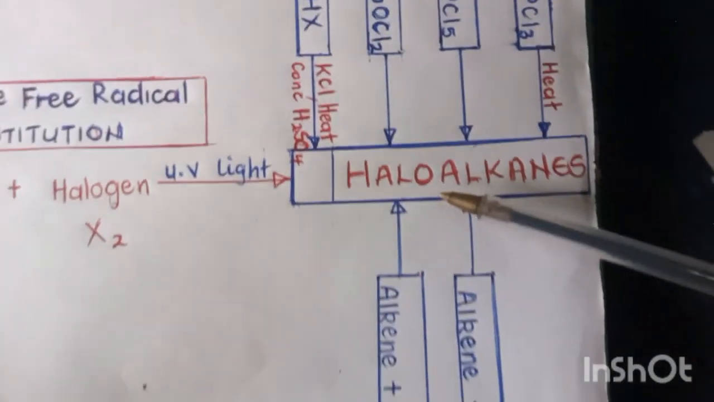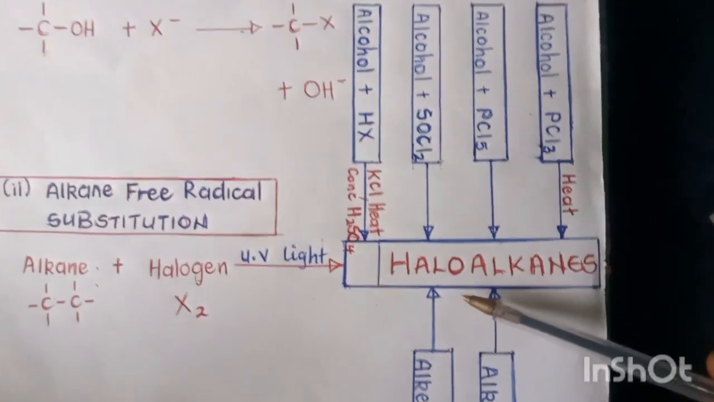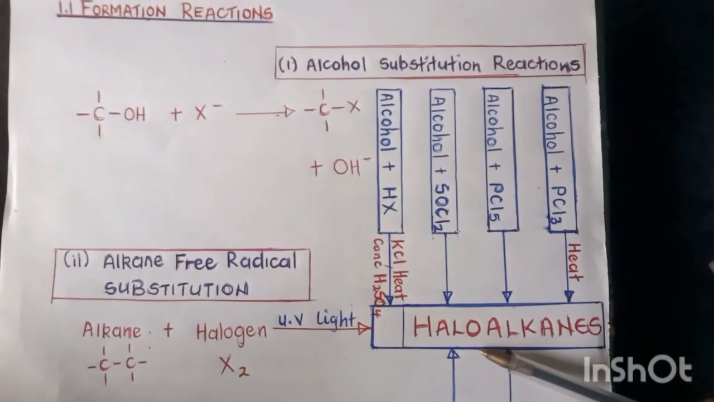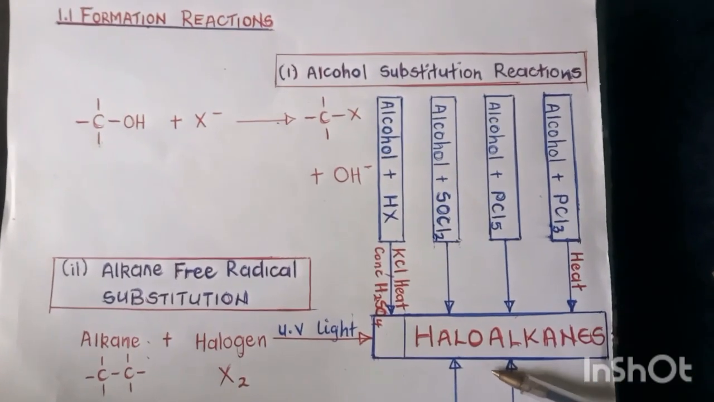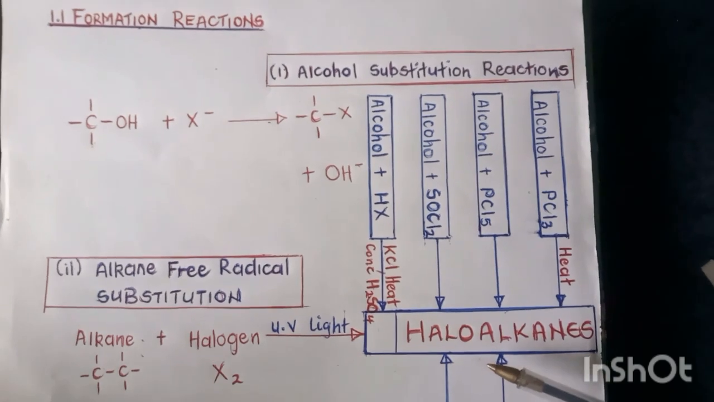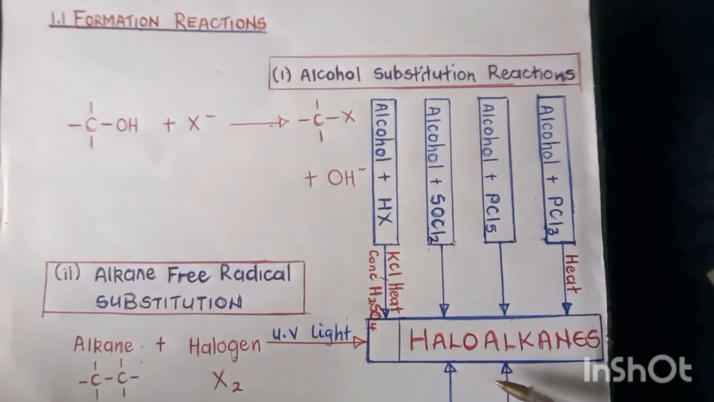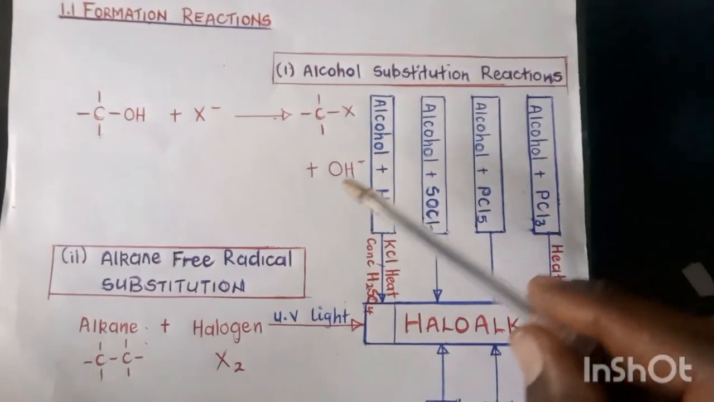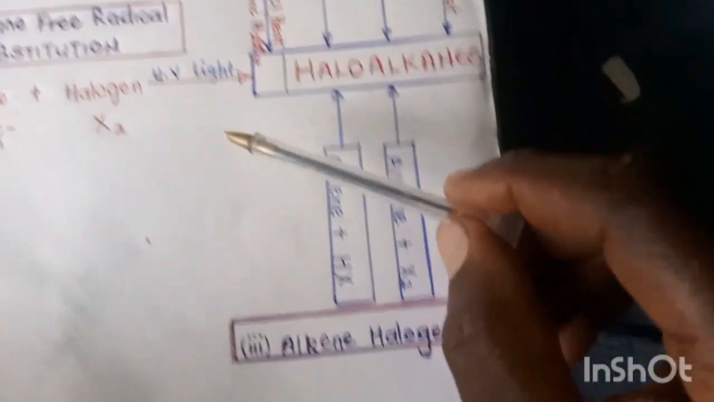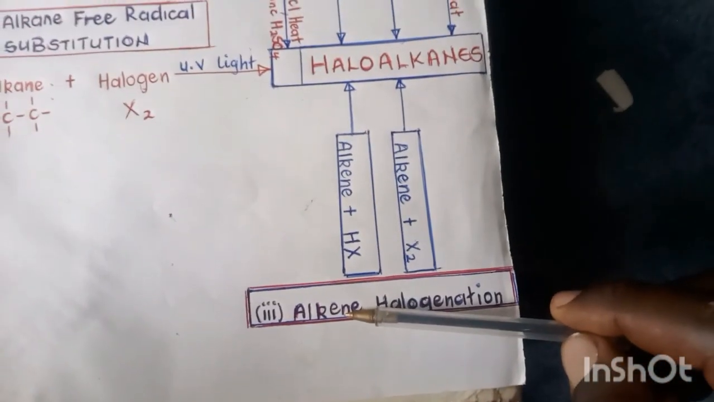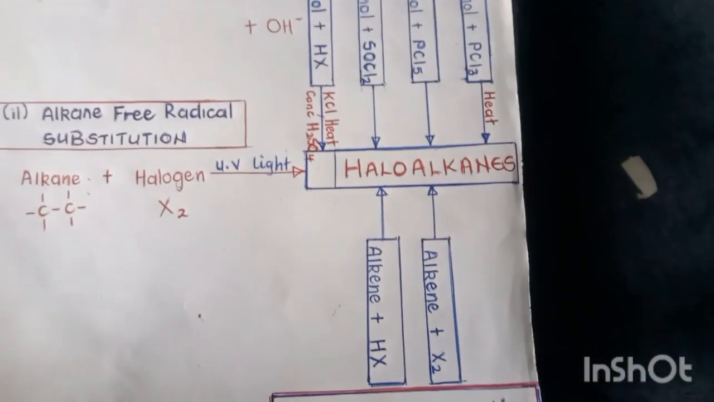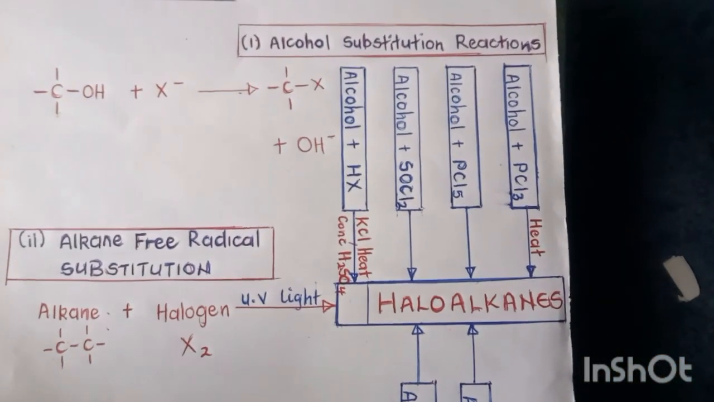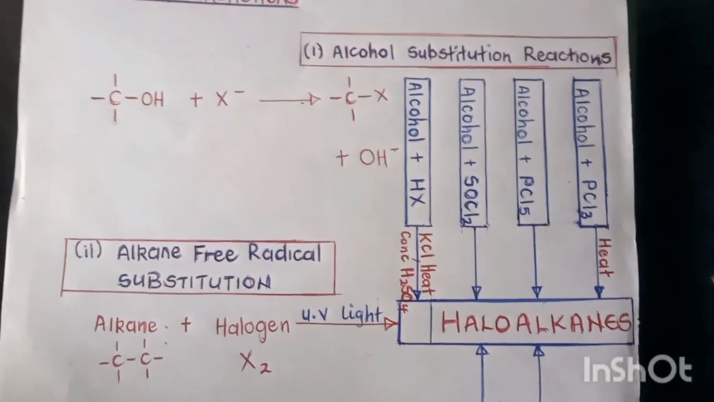So this mind map diagram shows the different reactions that are used to make haloalkanes, which are basically number 1, number 2, and number 3. So those are the reactions that are used to form haloalkanes.